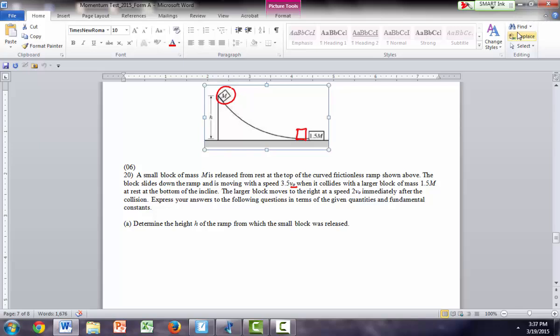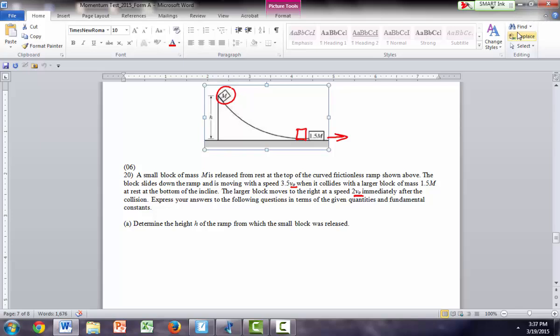And it collides with a larger block of mass 1.5 M. So that block is 1.5 times more massive than the one at the top. And it's at rest. The larger block moves to the right at a speed of 2 V0 after the impact. So it's going to move this way after the impact.